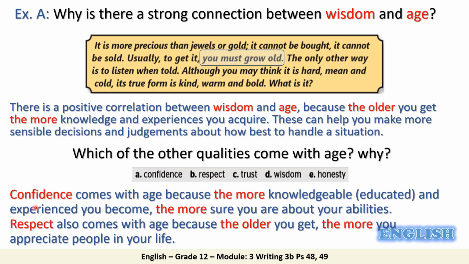It says, confidence comes with age because the more knowledgeable or educated and experienced you become, the more sure you are about your abilities. Something else, it is respect. Respect also comes with age because the older you get, the more you appreciate people in your life, and as a consequence, they respect you, right?